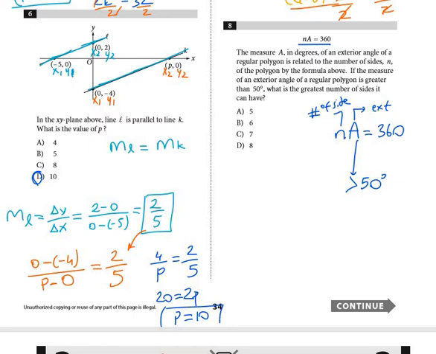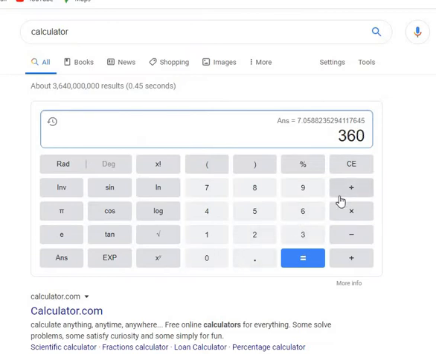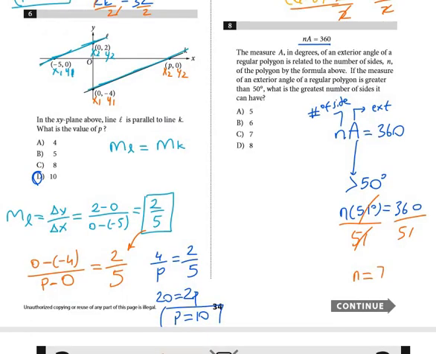So let's pick the smallest number it can have. The smallest number it can be is 51 degrees, because 51 is greater than 50 degrees. And if we divide both sides by 51, we can solve for n. So n will be equal to 360 divided by 51. So the biggest whole number it can be is 7. So n is 7.